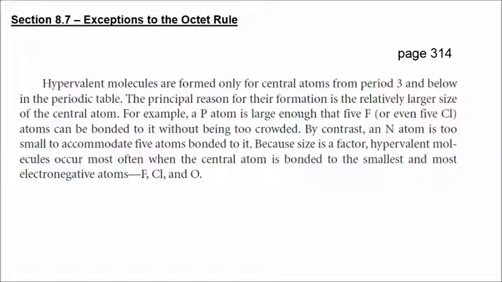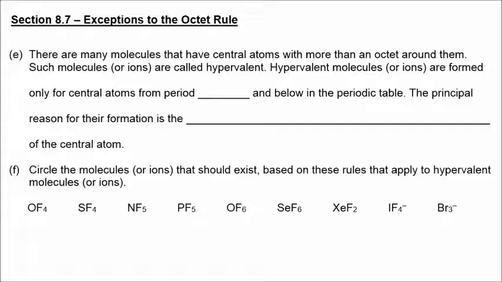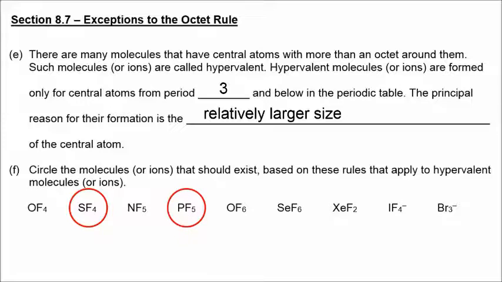These are called hypervalent molecules, and they're only going to happen for atoms from period 3 and below. If the central atom is in period 3 or below, then the reason why it can happen is because of the larger size of the central atom. So the molecules or ions that should exist are sulfur tetrafluoride, but not oxygen, because that's in period 2. Phosphorus pentafluoride, but not nitrogen. Again, that's also in period 2. Selenium hexafluoride, but not oxygen hexafluoride.